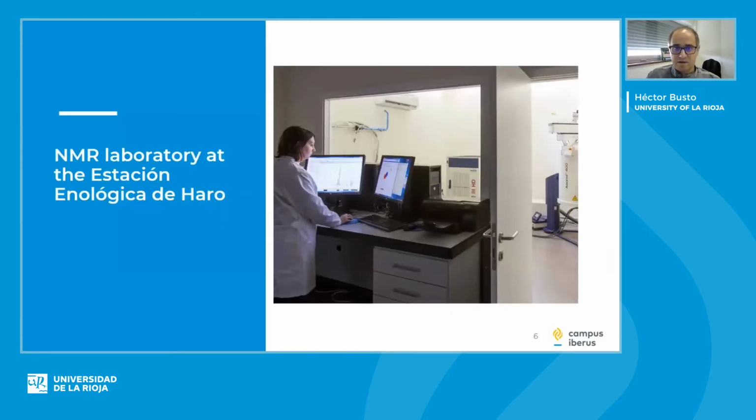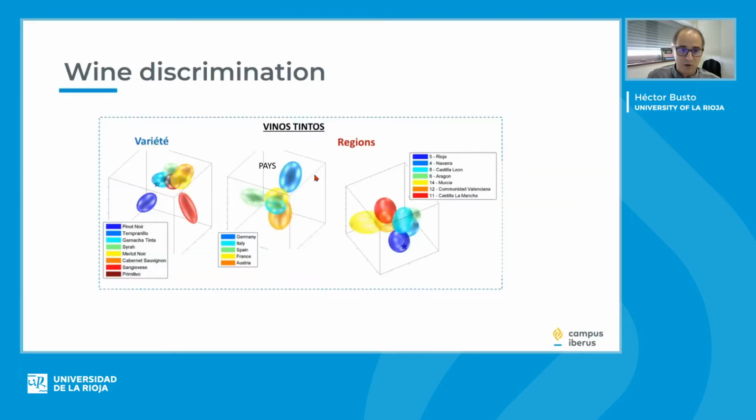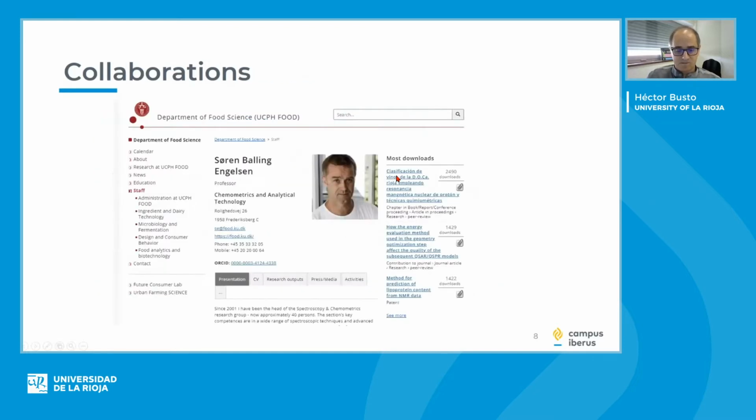Specifically, in the field of enology, we will be assisted by the century-old research center, the Haro Enological Center. In recent years, this center has incorporated a nuclear section. This methodology has the ability to discriminate, for example, grape varieties, countries, or regions of origin.